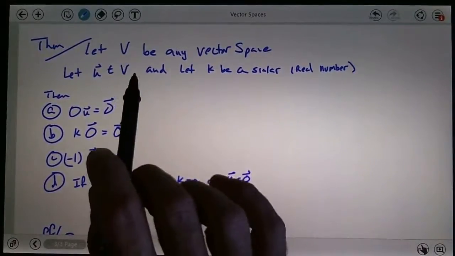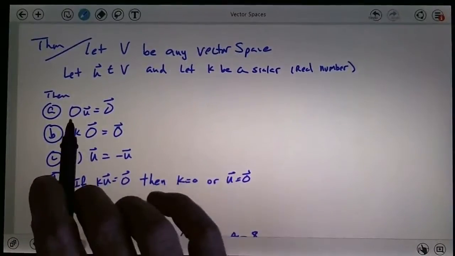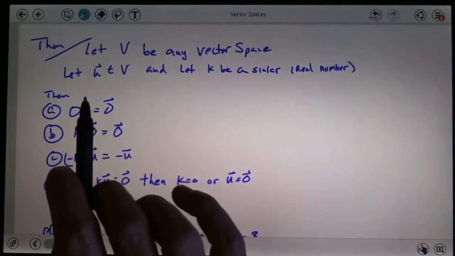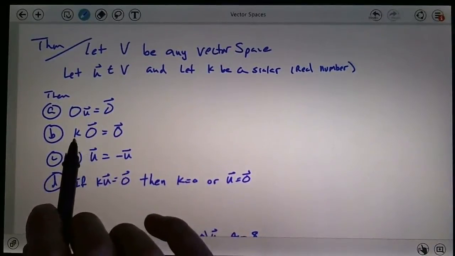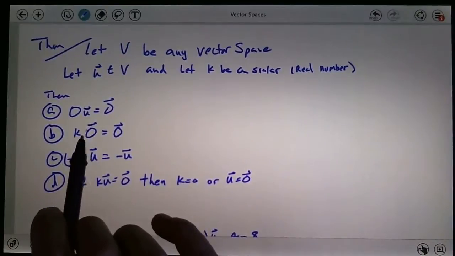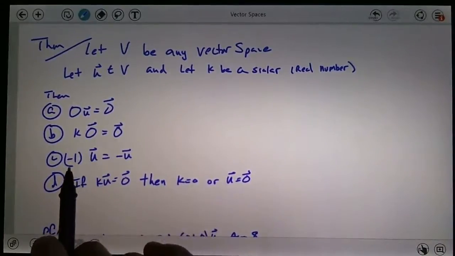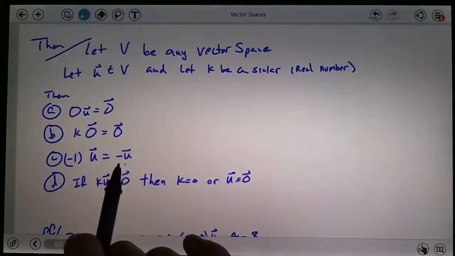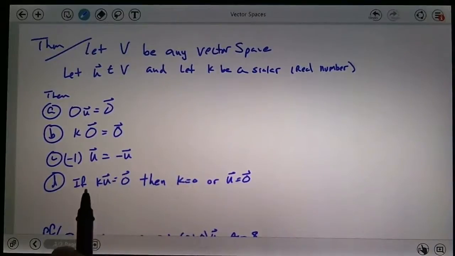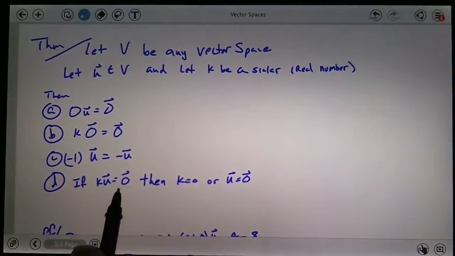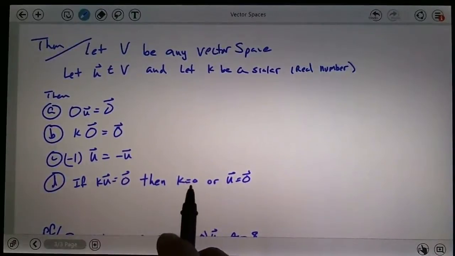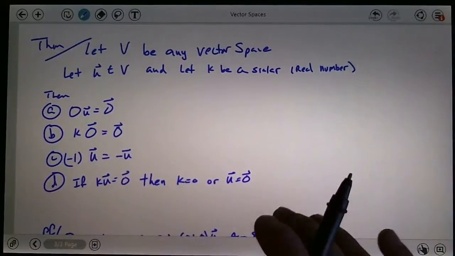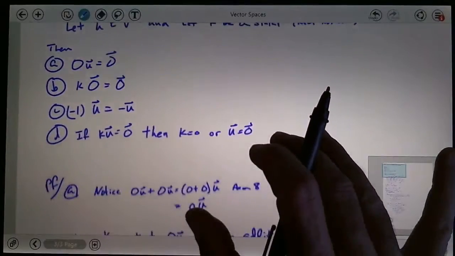So here's the situation. In any vector space, it turns out that 0 times any vector is always the 0 vector. Remember, the 0 vector is the additive identity. And then any real number k times the 0 vector is the 0 vector. -1 times the vector is the additive inverse of that vector, which we're calling negative u or minus u. And if k times u equals the 0 vector, then either k equals the number 0 or u is the 0 vector. Okay. Let's prove part A.